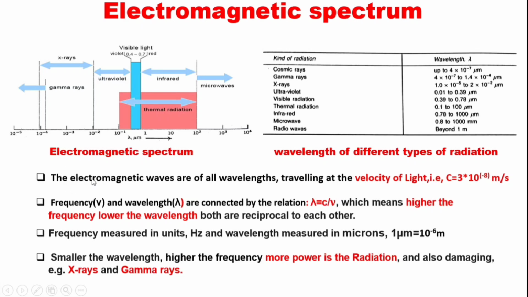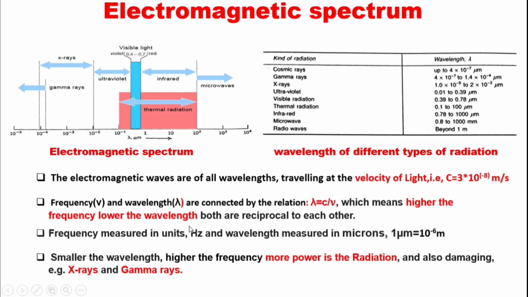These are the major key points regarding the electromagnetic spectrum. The first point: the electromagnetic waves are of all wavelengths traveling at the speed of light. Frequency and wavelength are connected by the relation lambda equals c by nu. Lambda represents wavelength, c represents the speed of light, nu represents frequency. Both are reciprocal to each other.